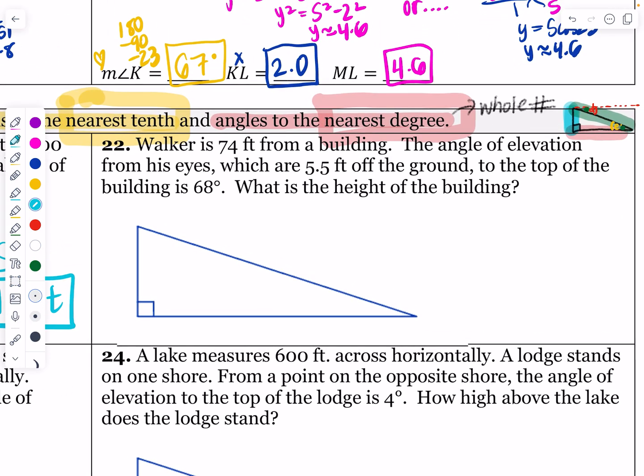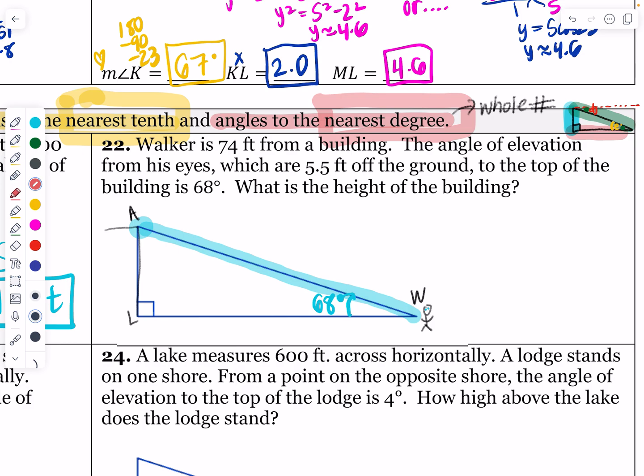So what is Walker doing? Walker is standing 74 feet from a building. So let's go ahead and draw in our building. Here's our building. But Walker's standing, so I'll make this Walker, W-A-L for Walker. 74 feet from a building. The angle of elevation from his eyes, oh, this is interesting. So from Walker's eyes, which are right here, his angle of elevation, it says, is 68 degrees looking at the top of the building. So what this means is that he's glancing up from his eyes to the very top of this building is 68.